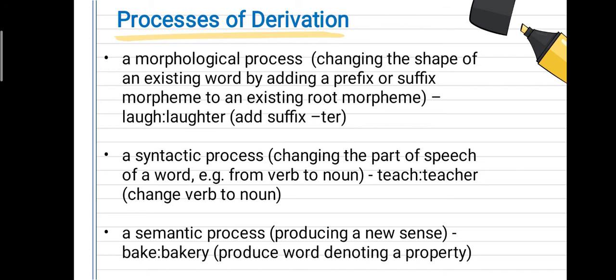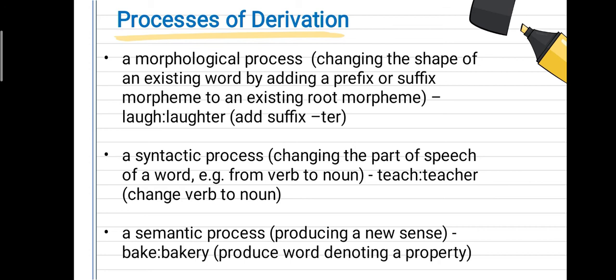Next are processes of derivation. A step in a derivation is not one process, but three simultaneous processes. First is the morphological process. This process is changing the shape of an existing word by adding a prefix or suffix morpheme to an existing root morpheme. For example, the word laughter is formed by adding the suffix ter after the root word laugh. The word unhappy is formed by adding the prefix un before the root word happy.